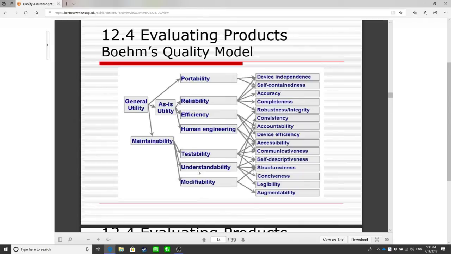So we have different layers. At the very top is the general utility of the software system, and then the second level: portability, as-is utility, and maintainability. Those are the three second-level quality attributes. Look at these three: portability, as-is utility, and maintainability.